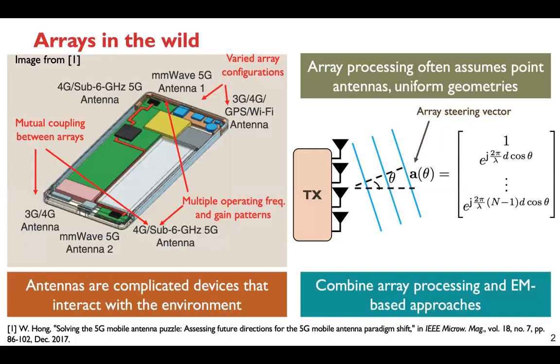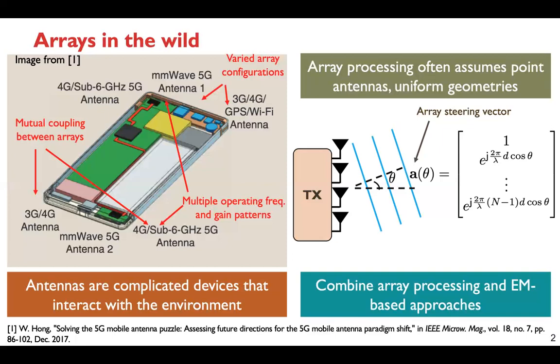Let's contrast this with how array processing analyzes antenna arrays. Generally, in array processing, we assume that we have point sources or point antennas that are uniformly spaced in some sort of uniform geometry. And this leads to mathematically tractable models, and the analysis can be quite insightful, but it is not as complete as the electromagnetic picture. We're missing important components here like the polarization, the gain pattern, and even arbitrary configurations of antennas.